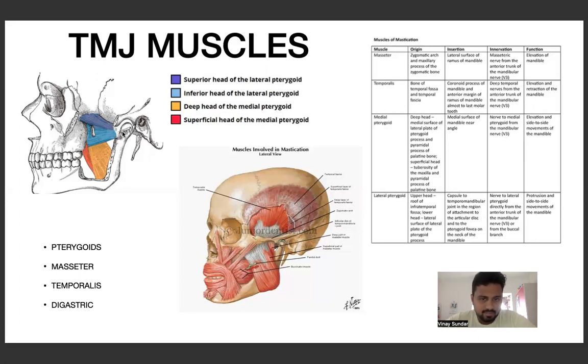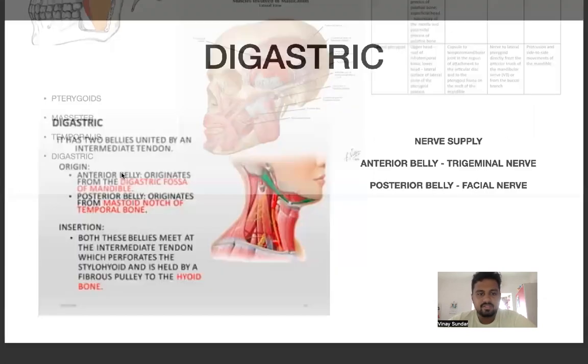So you have a superficial head and deep head. Now, if you see the upper head, roof of ITF, infratemporal fossa, while the lower head originates from the lateral surface of the pterygoid process. Capsule of TMJ, attaching here, the capsule of the temporomandibular joint. So these are the muscles of mastication here.